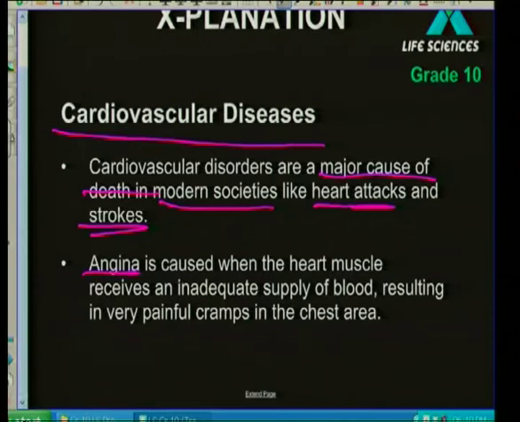Angina is a condition caused when the heart muscle receives inadequate supply of blood, and this can cause pain in the chest area especially. So it's a situation when the heart muscle itself is not receiving enough blood. Remember when we looked at the heart, we said that the heart muscle also needs blood, and the blood is supplied to the heart muscle via the coronary arteries, and the waste from the heart muscle is taken back to the heart via the coronary veins.